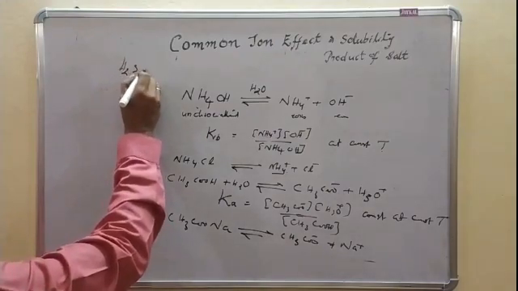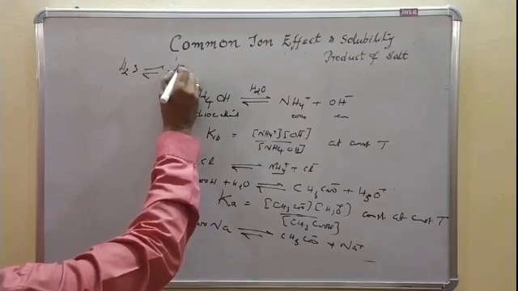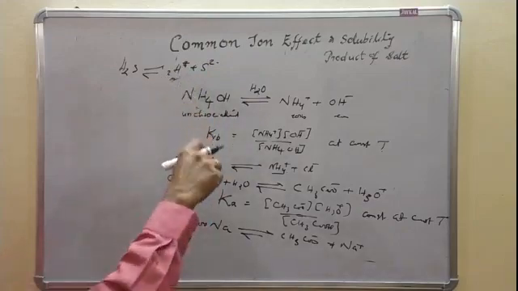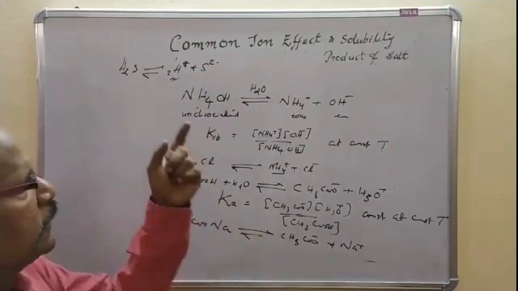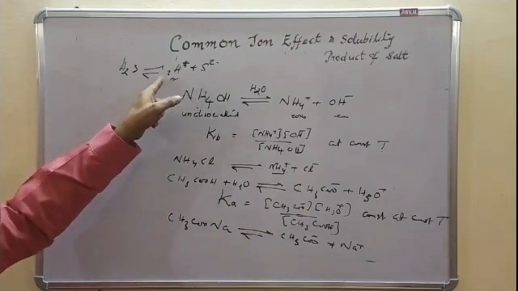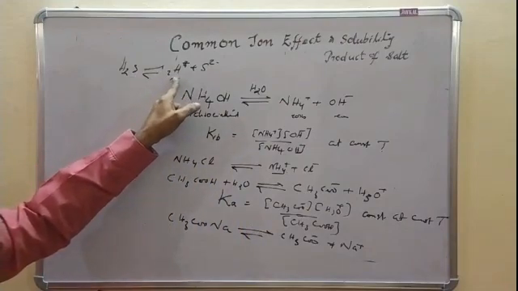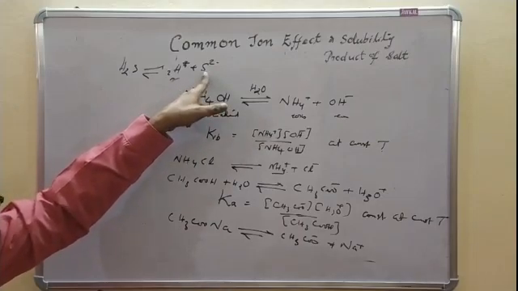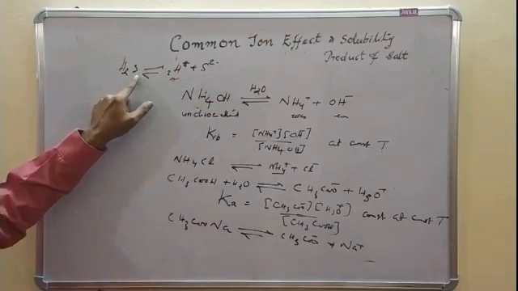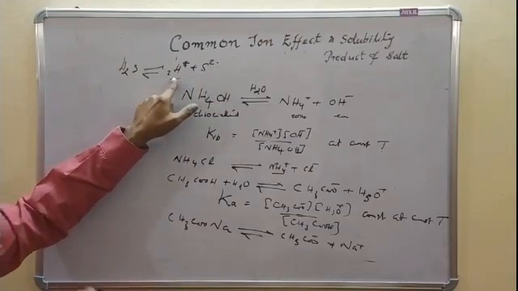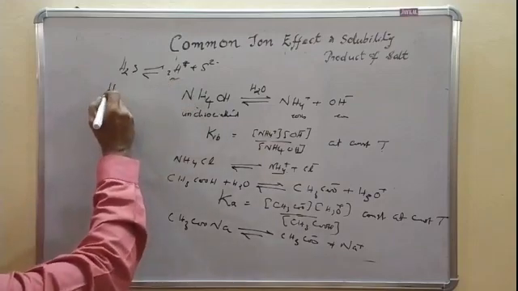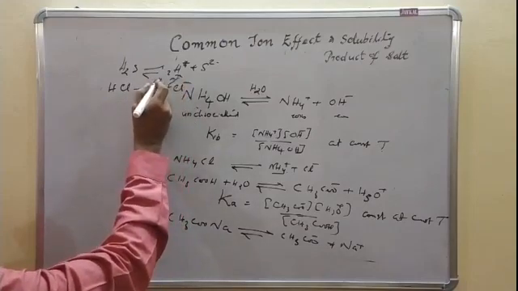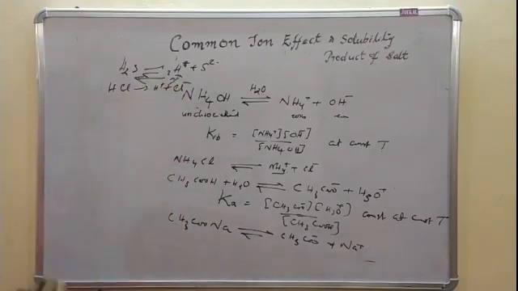In the same way, we can suppress the dissociation of hydrogen sulfide, H2S, by adding an electrolyte containing H plus ion or sulfide ion. The hydrogen sulfide aqueous solution provides 2H plus and S 2 minus. We can considerably reduce or suppress this dissociation in the presence of HCl, because HCl furnishes the common ion H plus (and Cl minus), so that the equilibrium shifts towards the left. So we can suppress the dissociation.